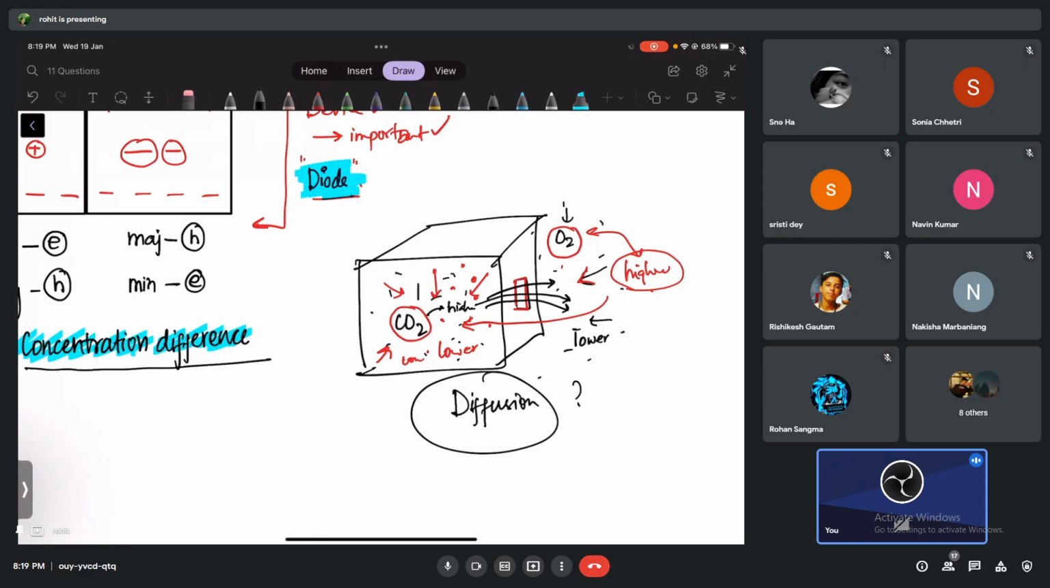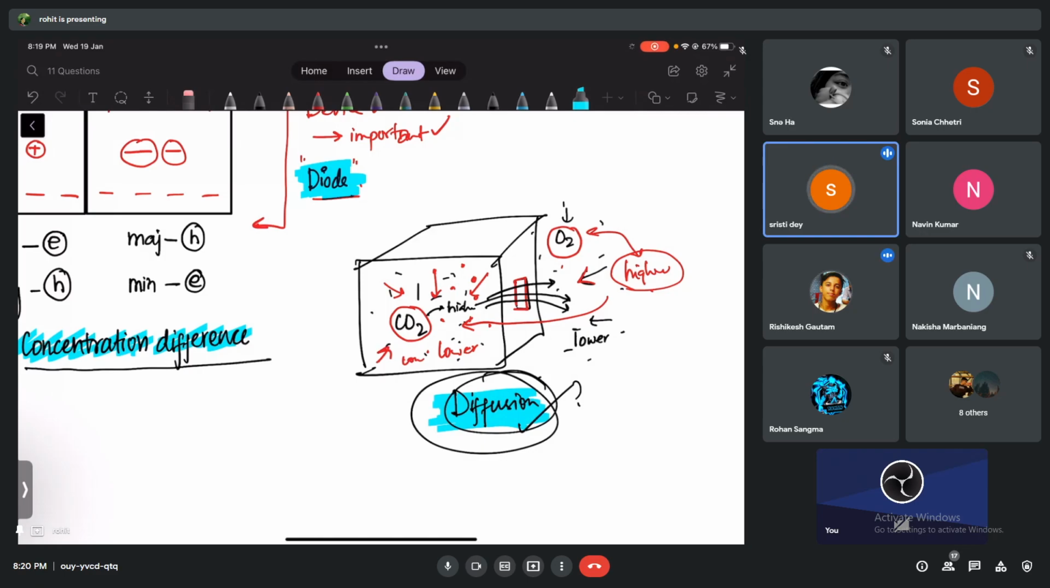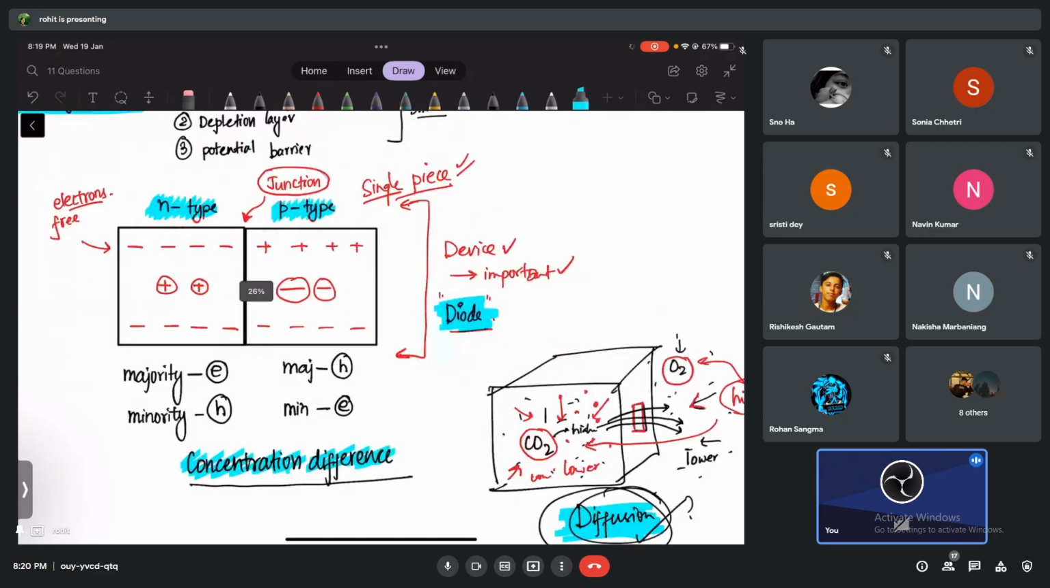In gases it happens. Whenever gases are free to move, they will always try to go from higher concentration to a region of lower concentration, and this process is called what, guys? This process is called diffusion. Is it okay for all of you guys? Yes, sir. The same thing is going to happen here.